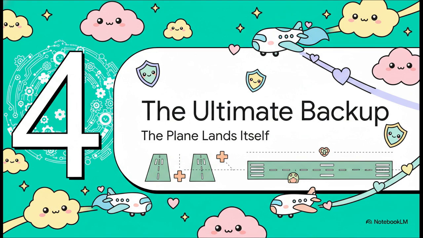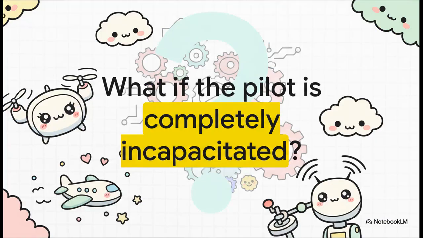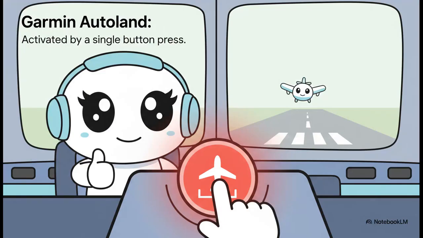So, that brings us to the latest, and I think you'll agree, the most mind-blowing evolution of our unseen co-pilot. This is the ultimate backup plan. It's the one scenario that nobody ever wants to even think about, but you have to plan for it. What happens if the humans up front simply can't fly the plane anymore? The answer is a system called Garmin Autoland. And listen, this isn't some future sci-fi tech. This is real. It's certified, and it's flying on planes today.